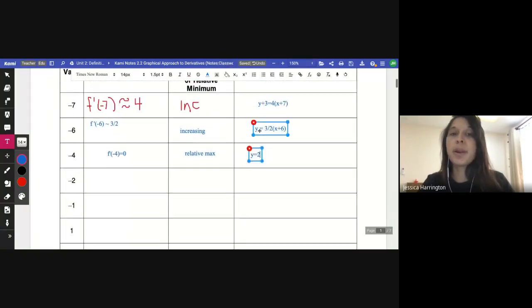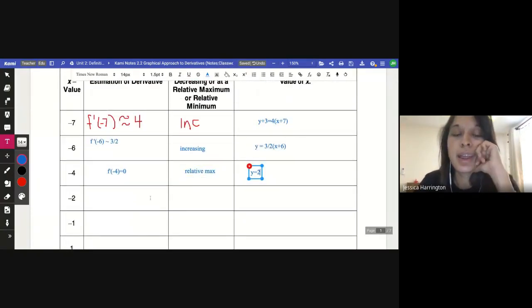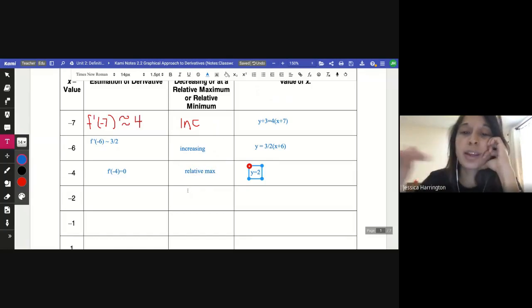So there we go. What I'm noticing is that if the graph is increasing, the derivative is positive. That makes sense because the derivative is the slope of the tangent line. If the slope's positive, the derivative is positive. If we're at a relative max, the tangent is a horizontal line. Therefore, the derivative is equal to 0.